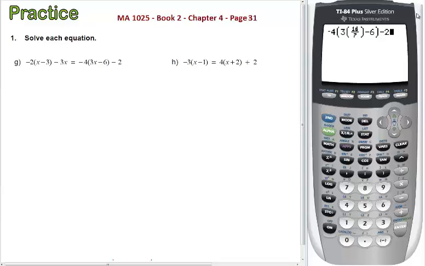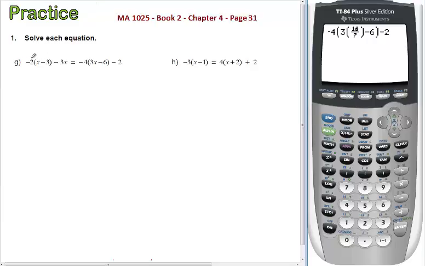Good day, students. Today we're going to look at another in the series of solutions to your practice exercises. This is page 31, chapter 4, book 2, dealing with solving linear equations using the distributive property. So let's get right to it.